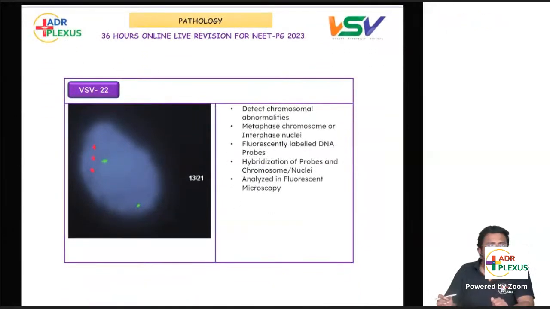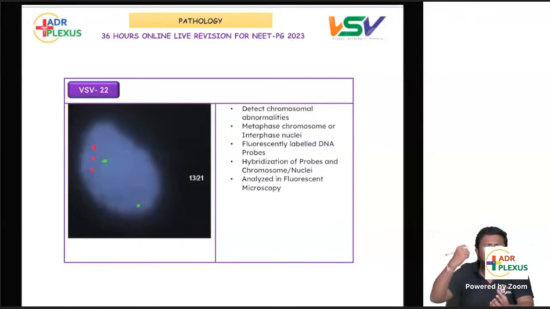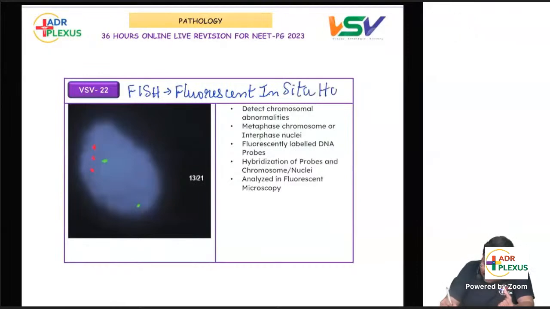What is this investigation? They can give you any clinical scenario, whether it is a genetic disease or a hematological disorder, and ask you to interpret the finding, or just ask you what this investigation is. Yes, all of you said correctly. It is FISH. In the last NEET exam also, they asked the name of this investigation: fluorescent in situ hybridization.